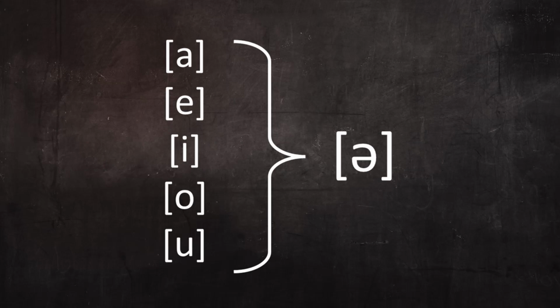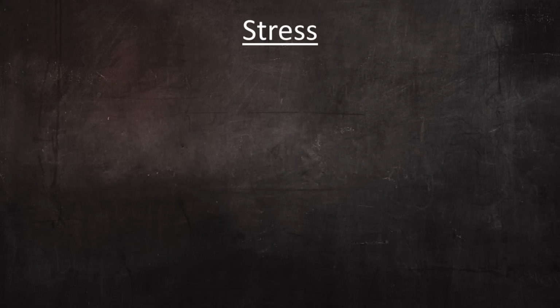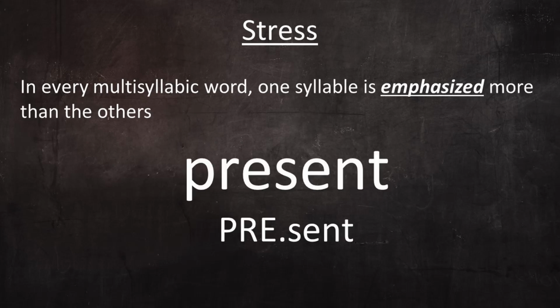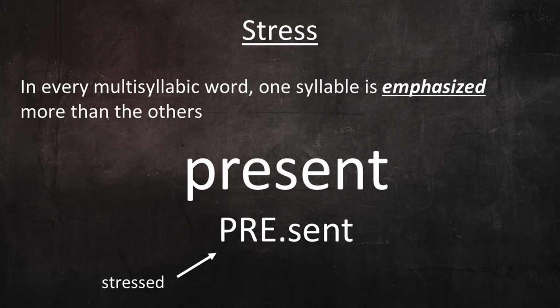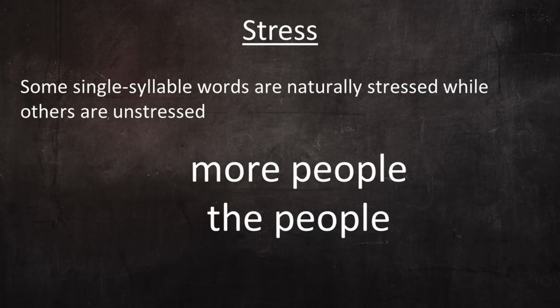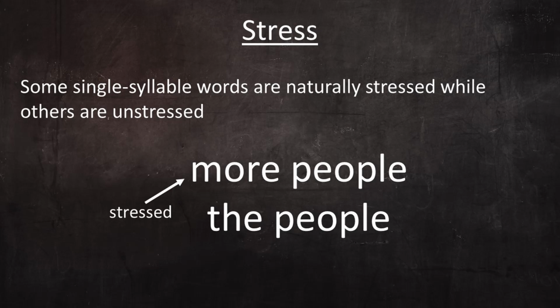Alright, with that understanding, let's talk about the reduction of unstressed vowels. So what does it mean that a vowel is unstressed? Well, in every multisyllabic word, one syllable is emphasized more than the others. In the English word present, this is the stressed syllable, while this syllable is unstressed. Present. In the Spanish word presente, this is the stressed syllable, while the other two syllables are unstressed. Presente. Moreover, because of their function in a sentence, some single-syllable words are naturally stressed, while others are unstressed. More people versus the people.